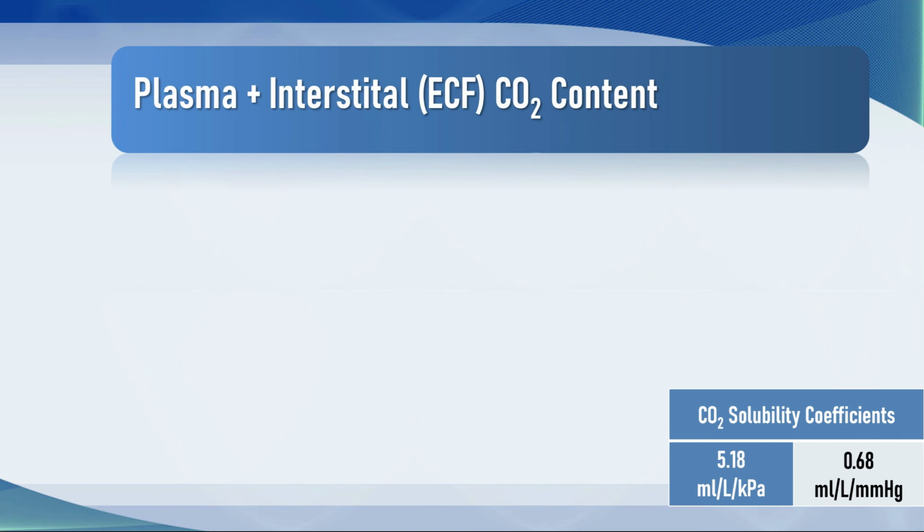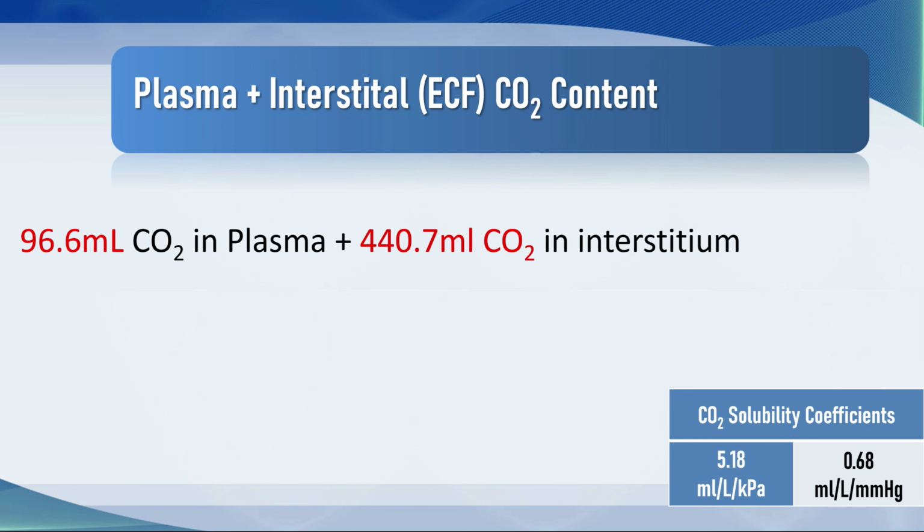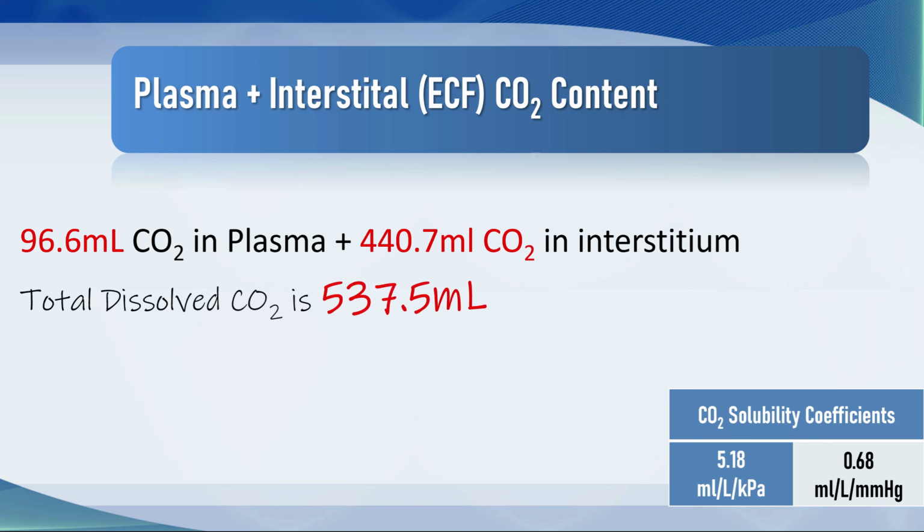So let's put the plasma and the interstitial CO2 content together to find the full extracellular volume of dissolved carbon dioxide. We have 96 mils in plasma, we have 440.7 mils in the interstitium, so the total dissolved CO2 is 537.5 mils. So you have half a litre of carbon dioxide in 16 litres of extracellular fluid. That works out at 34 mils per litre.